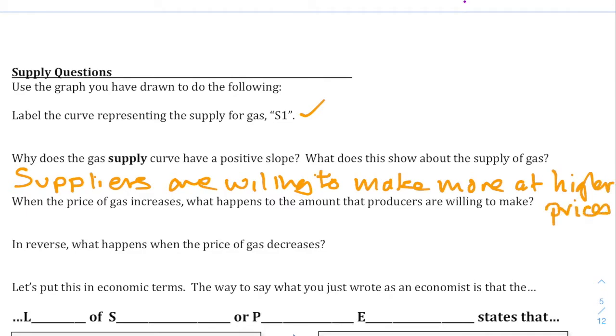I should change that. But anyway, that's true. Suppliers are willing to make more at higher prices. So, if you're looking at this, I don't know if you pay attention to the news. This is a gas example, but this is exactly what's going on right now.